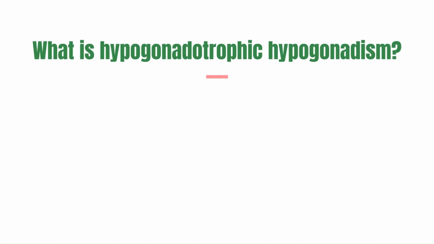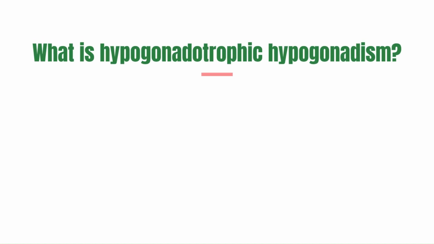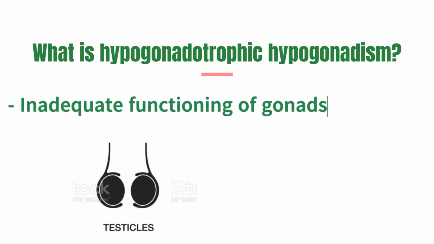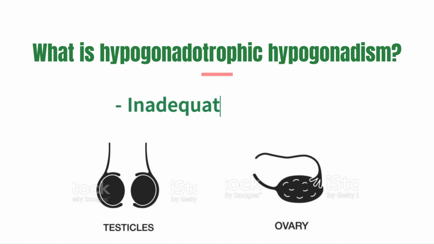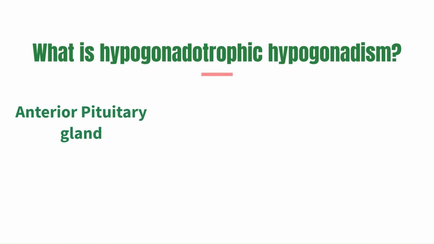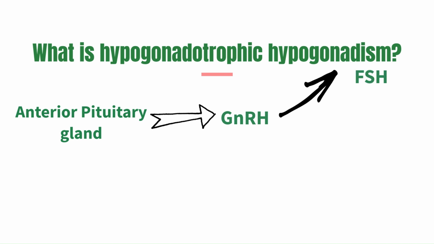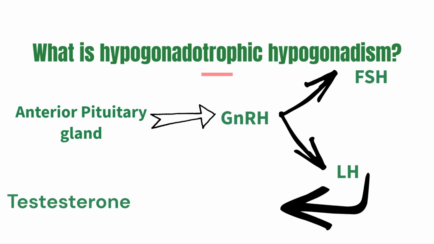So, what basically is hypogonadotropic hypogonadism? This is a medical condition characterized by inadequate functioning of the gonads, for example, testes in males and ovaries in females, due to a disruption in the normal secretion or action of gonadotropin releasing hormone that is responsible for stimulating the production of follicle stimulating hormone and luteinizing hormone from the anterior pituitary gland, which in turn regulate the production of sex hormones, for example, testosterone in males and estrogen in females.